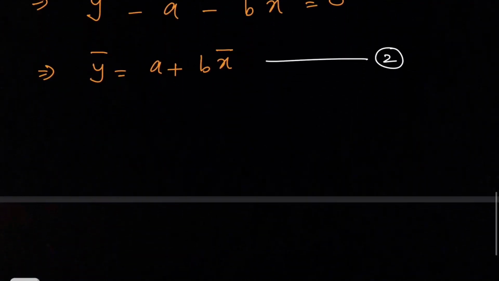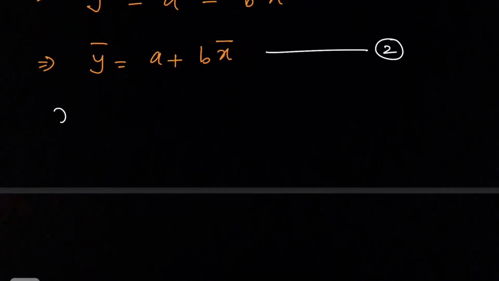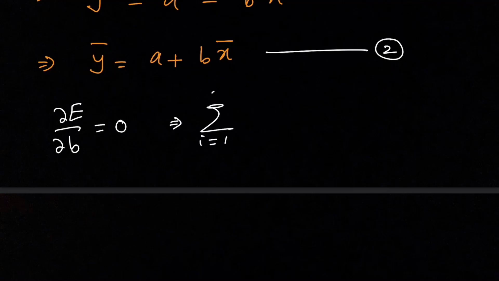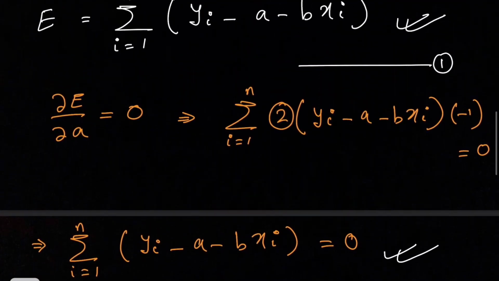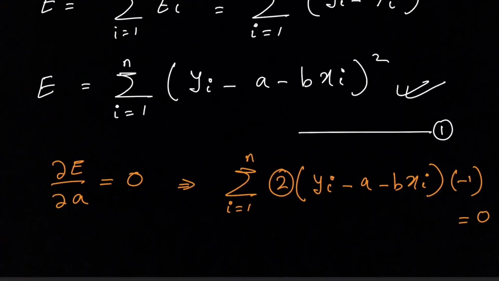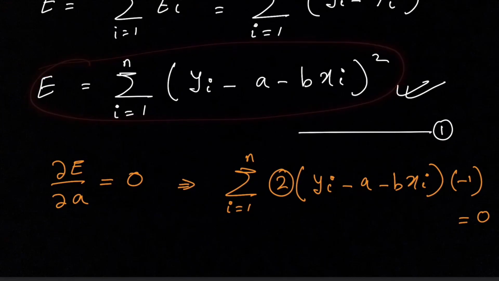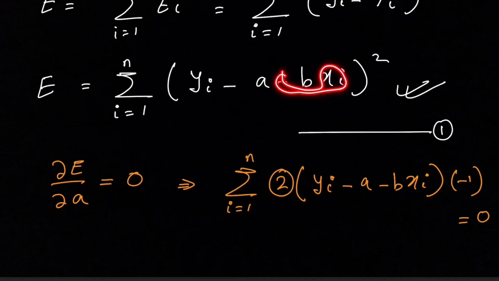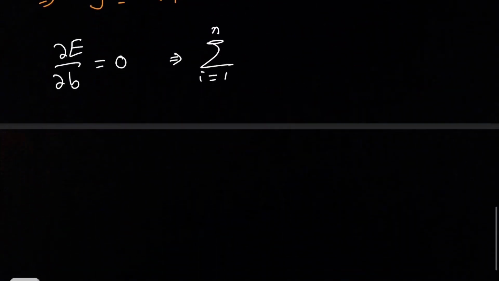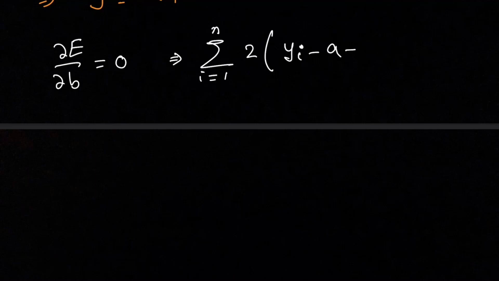Now let's do the same thing for b. So del E by del b equal to 0 implies summation i is equal to 1 to n, and if we go to this part, we are taking the derivative of this. So if you take the derivative with respect to b, the xi will come outside. So this one becomes 2 times yi minus a minus b xi, multiplied by minus xi, equal to 0.